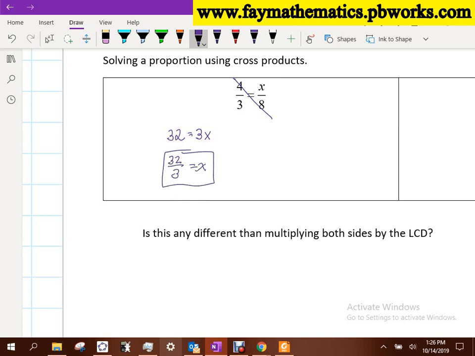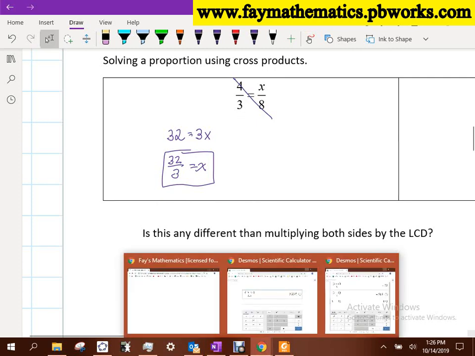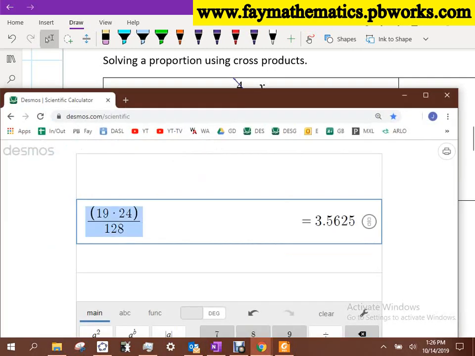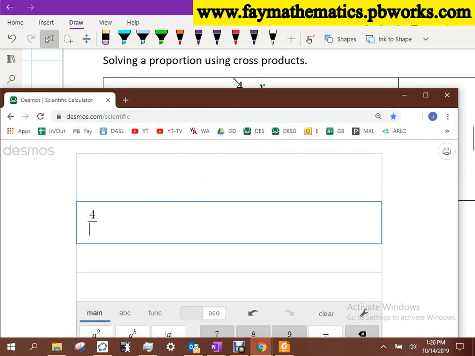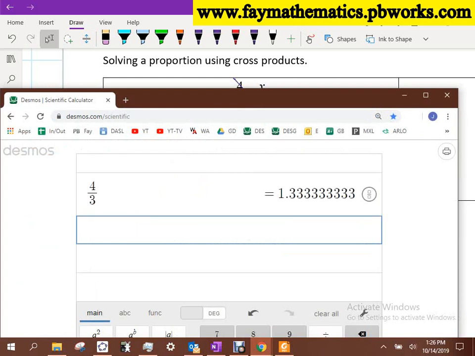Okay, so we have 32 thirds is equal to x. Now, in that situation, 32 and 3 don't reduce at all. We leave it alone. Okay, here's the idea behind this. We have just found out what needs to be divided by 8 so that I get the same thing as 4 thirds. And just to prove that to you, 4 thirds is that number right there, right?